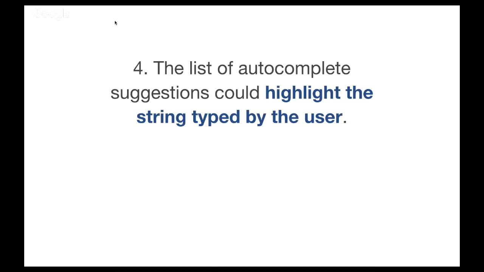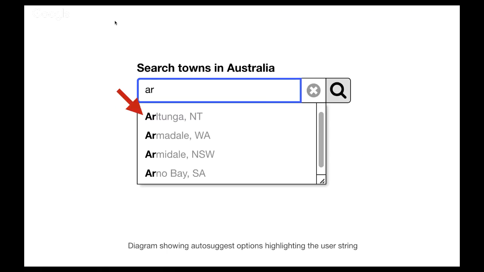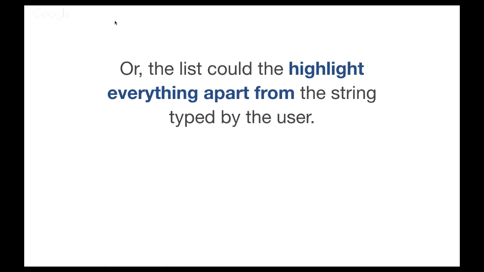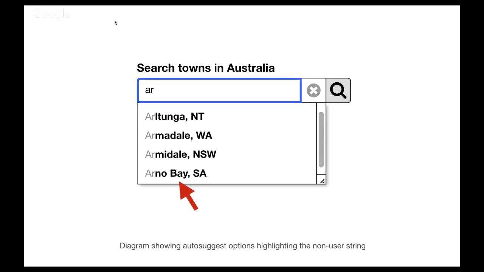The other thing is that the list of autocomplete suggestions could highlight the strings typed by the user. So in this case, the diagram shows that the user has typed in the characters AR, and in the drop-down list below, all of the suggestions coming up have AR highlighted as well. But it could be the opposite. You could highlight every string apart from what the user types in. And in this case, the user has typed in AR, but all of the strings apart from that are highlighted. So the AR is actually softened and the rest of it is highlighted.